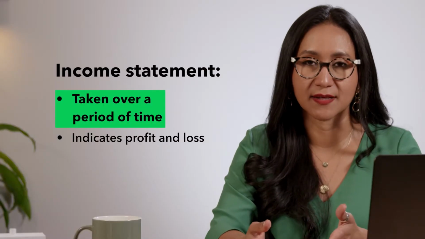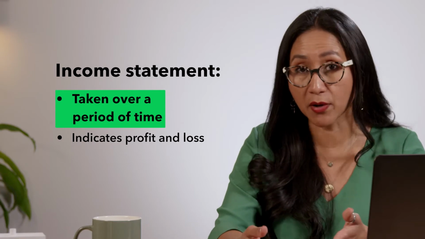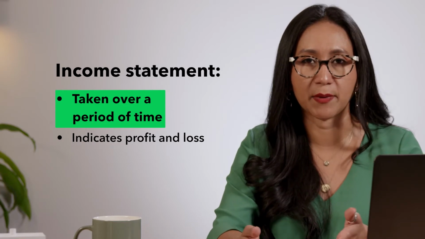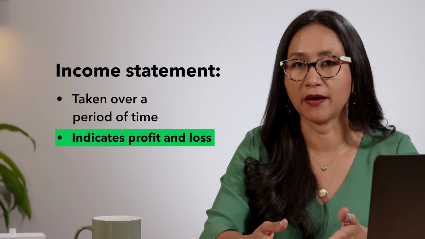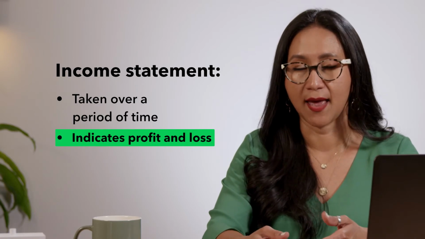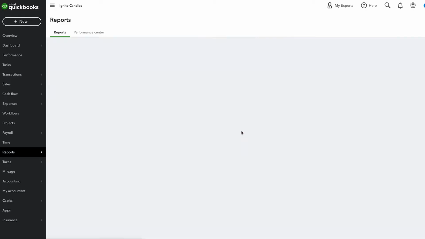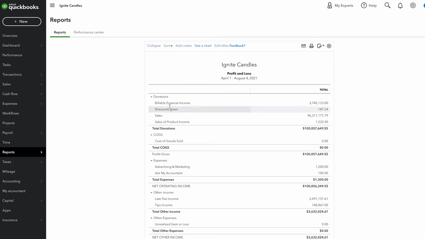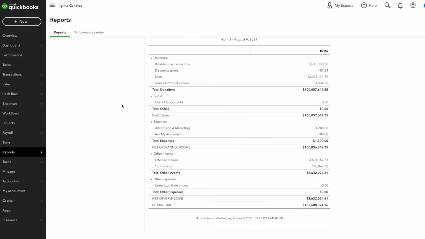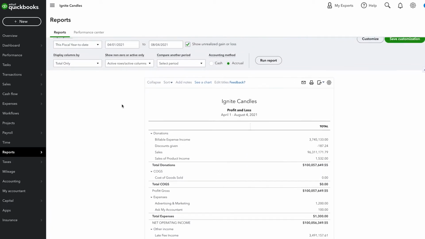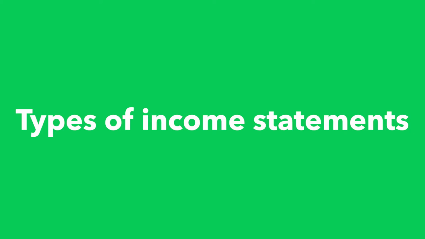On the other hand, the income statement is taken over a period of time, so it's more dynamic. It shows how much profit or loss a business makes, and it often indicates if a business is growing or not. An income statement can also help you determine whether or not the business is pricing their product correctly.